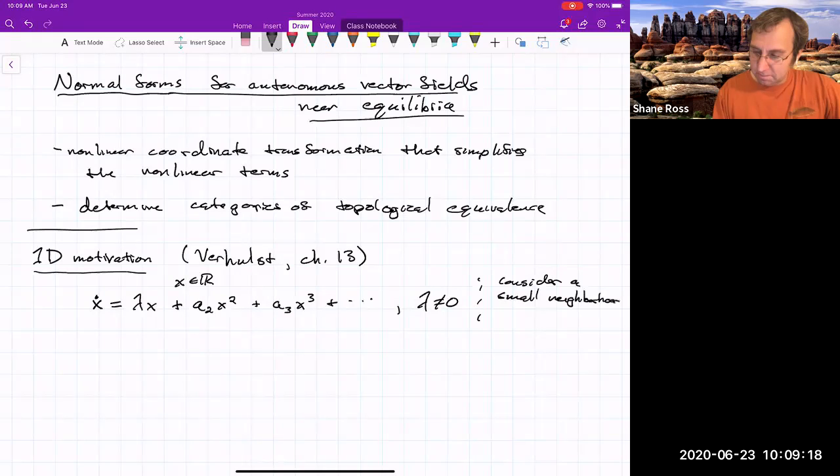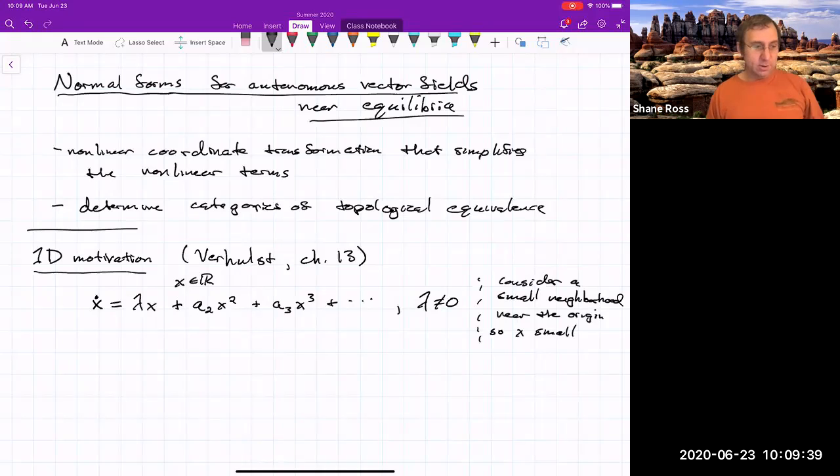Near the origin, which you'll notice is the equilibrium point for this system. So we'll be assuming that x is small in whatever we do.